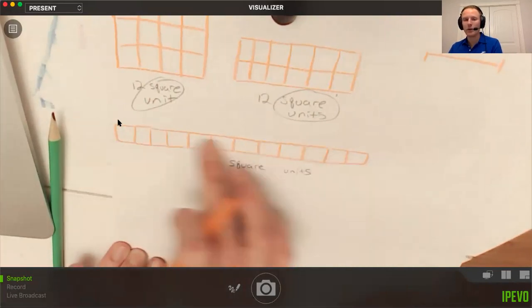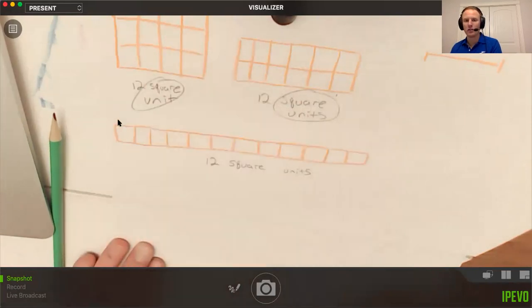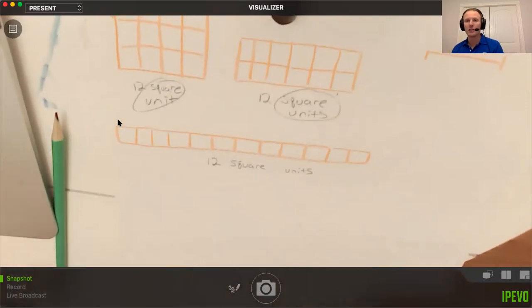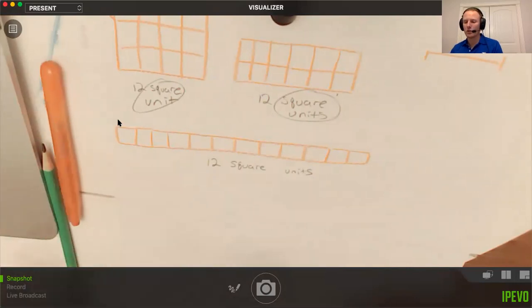This long skinny one, this 1 by 12 array, takes up the same amount of space on the page as these other two. All three of these cover the same amount of space. How do I know that? Because they have the same area, and area measures how much space something takes up. In this case, how much space something takes up on a page, right? And so that's the sort of work you're going to do today in our lesson.